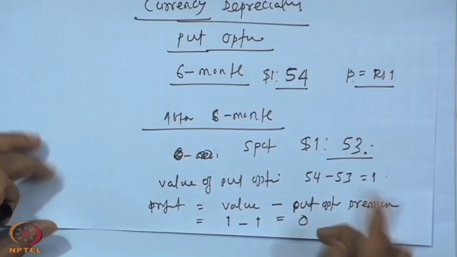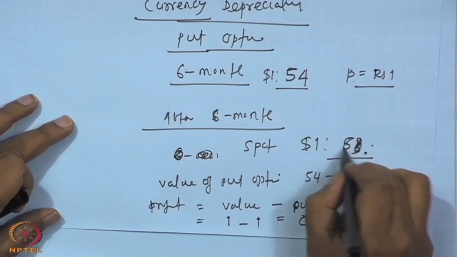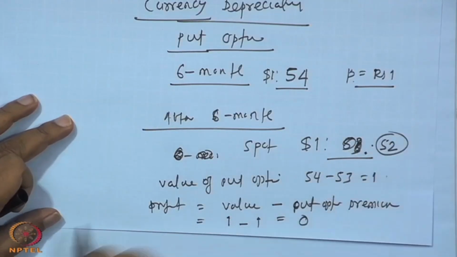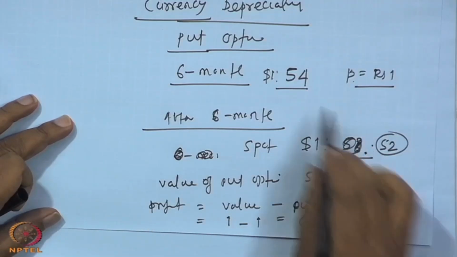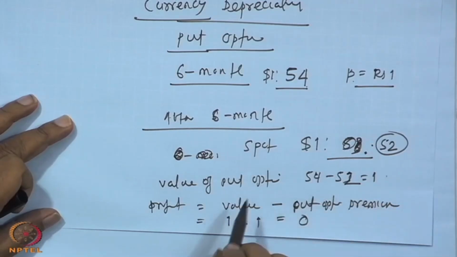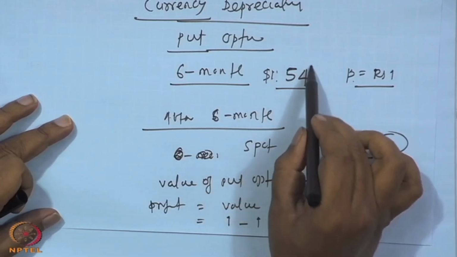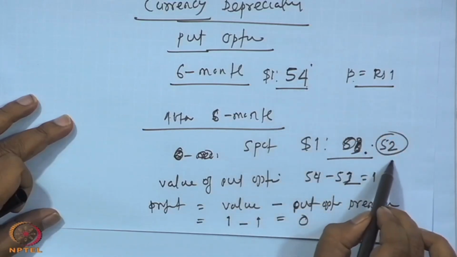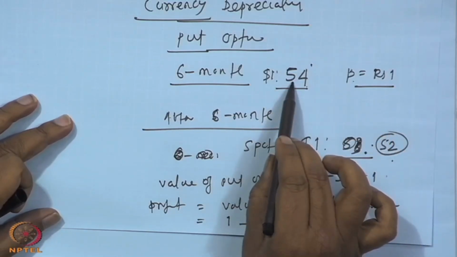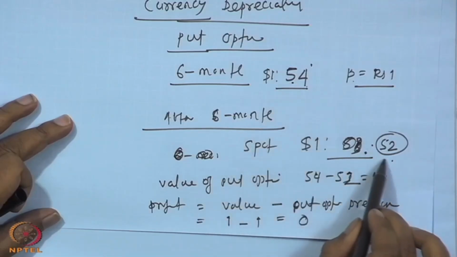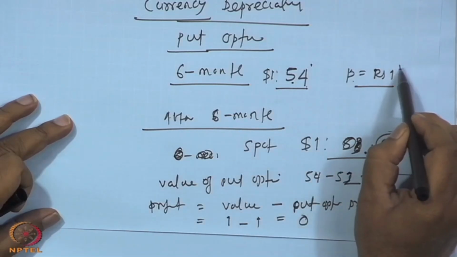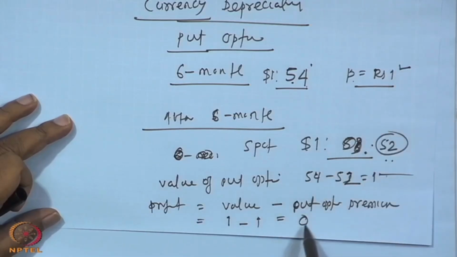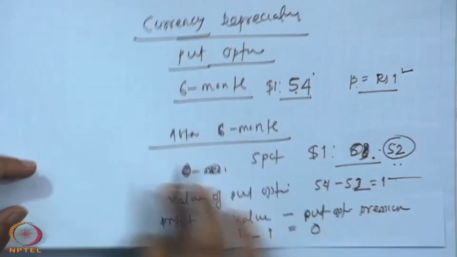But suppose in place of 53 rupees, it is 52 rupees. So my value will be 54 minus 52, because I signed a put option contract with the option seller to sell dollars at 54 rupees, but the market price is 52. I will sell the dollar to the put option seller and get 54 rupees, while the market gives 52 rupees. I get a put option value of 2 rupees, but I paid a premium of 1 rupee. So I am getting a net value of 1 rupee. I will exercise the put option now.